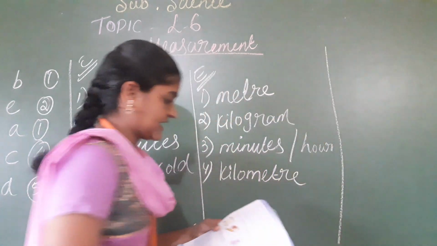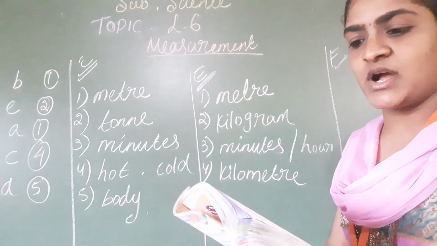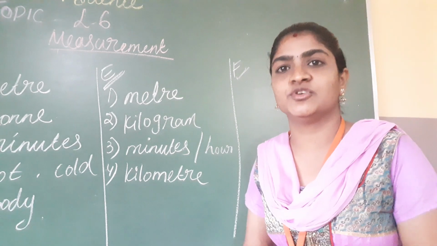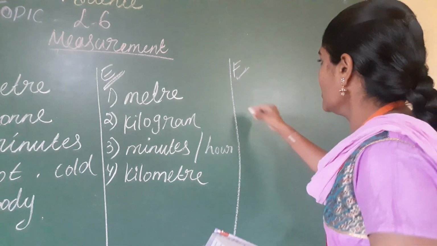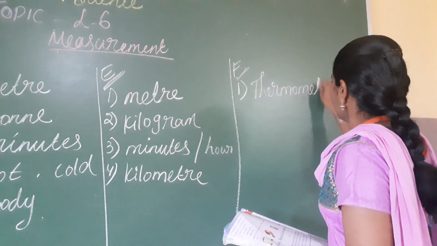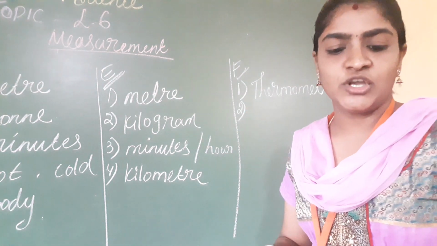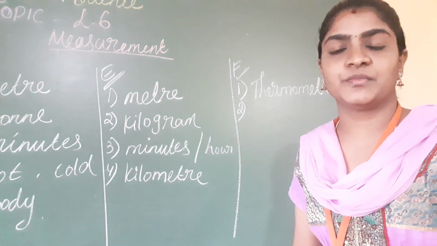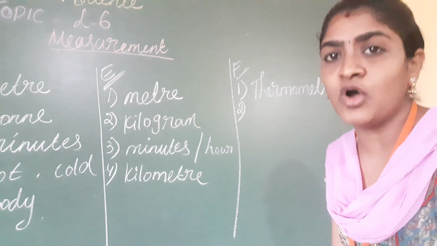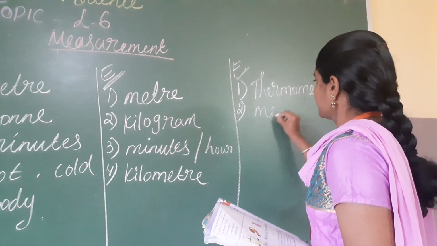Okay, so next we move on to F main. The first one, the temperature of a person. With the help of which instrument can we measure the temperature? With the help of a thermometer. Right, the first answer is thermometer. Okay, and the second one, volume of milk. How can we measure? By measuring the volume of milk, we can know how many liters it is. Okay, the answer is measuring.